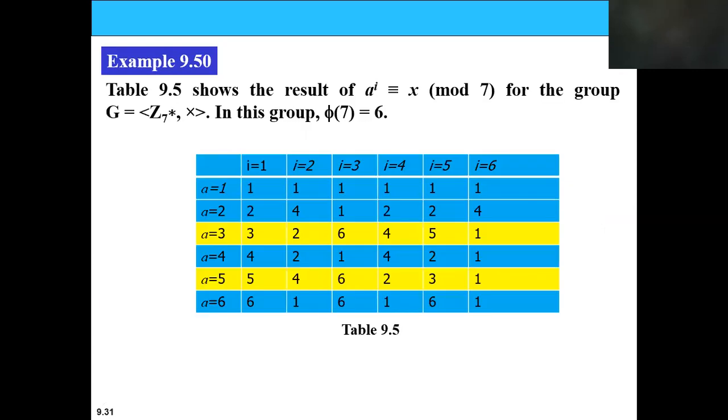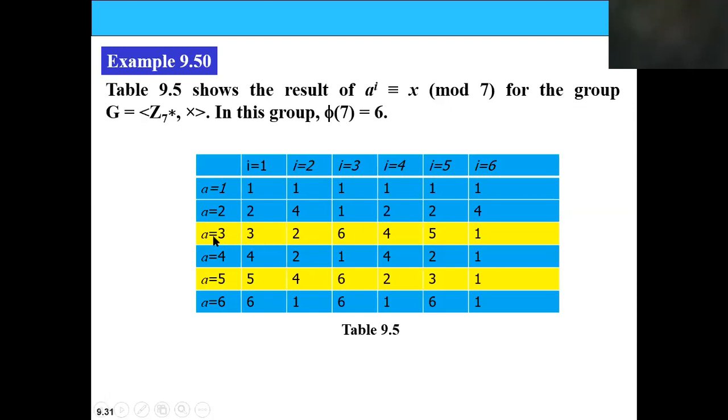So let us take one example. Table 9.5 shows a to the power i mod 7 for the group Z7*. In this case, phi of 7 is 6. So this is the table where I take the generator a as 1, 2, 3, 4, 5, 6. If I take a is equal to 1, my result will be 1, 1, 1, 1. For 2, 2 to the power 1, 2 to the power 2, 2 to the power 3 is again 1. So there is a repetition.